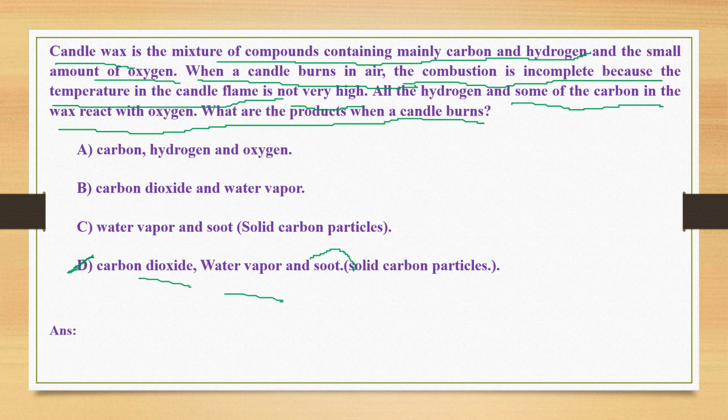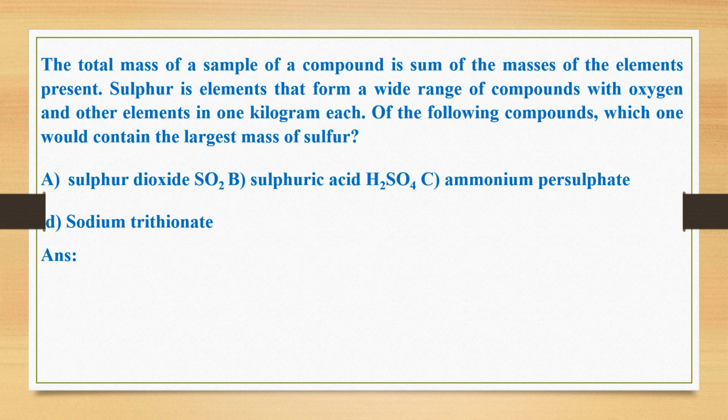Then here, carbon particles, that is, solid carbon particles, are nothing but nanomaterials. They are formed. So that is why D is the right answer. So we can say water vapor, carbon dioxide, but here soot, some black type of material, is present. So D is the right answer. Then we'll go for the next.